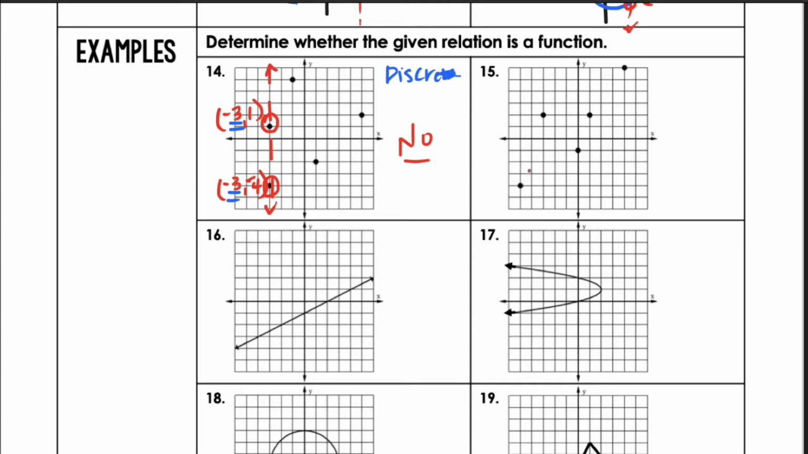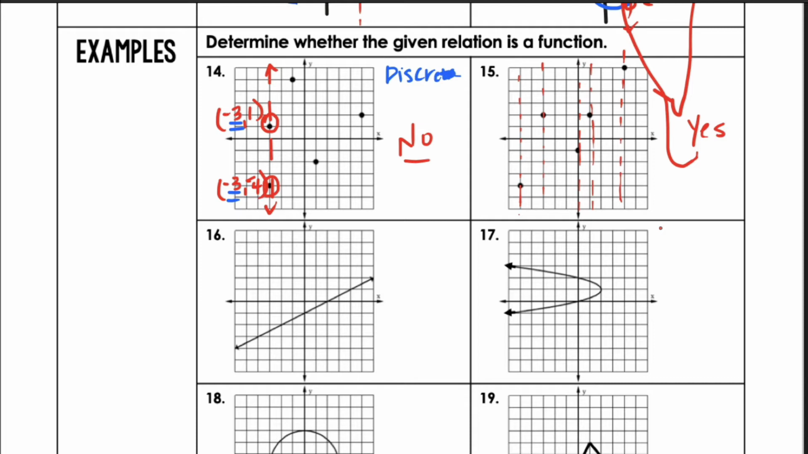Okay. Let's see, for number 15, if I draw a vertical line here through this point, it only crosses at that one point. If I draw a vertical line here, it only crosses once. Here, it only crosses once. Here it only crosses once, and here it only crosses once. So this would be an example of a function. So we would say yes, it is a function.